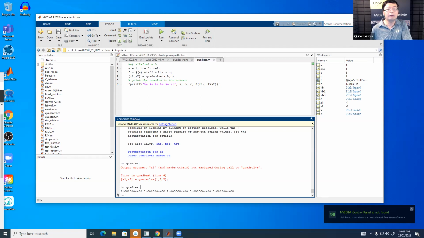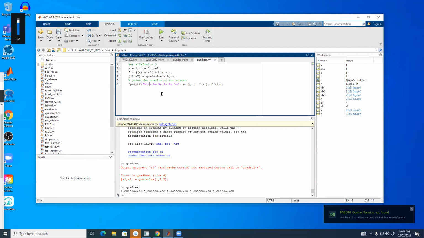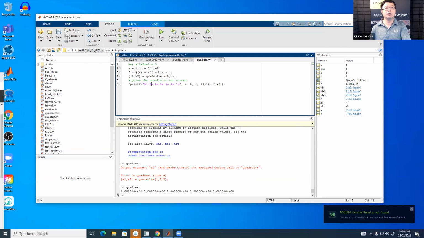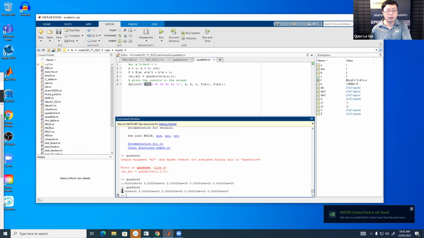Okay, so you can have 3 digits after the dot by, say, 1 digit before the dot and 3 digits after. So let's see whether it works. Yeah. So now if I run it, you see, it says 1.3 here. It just means 1 digit before the dot and 3 digits after the dot. So this is a format here.